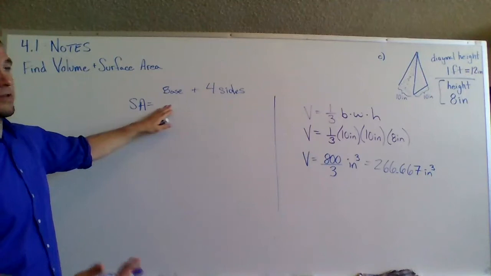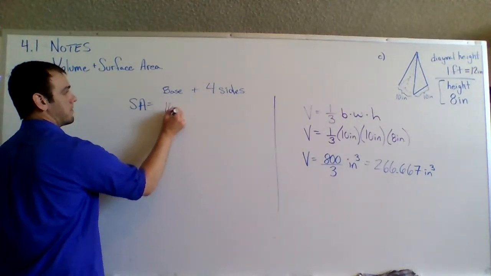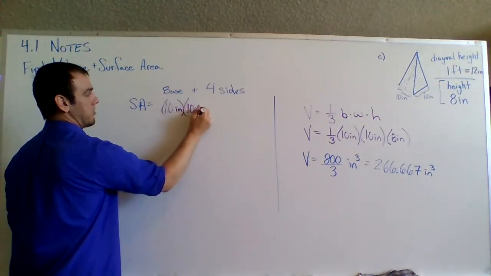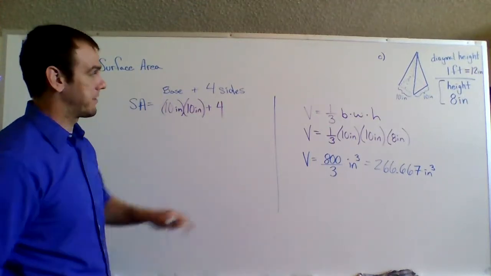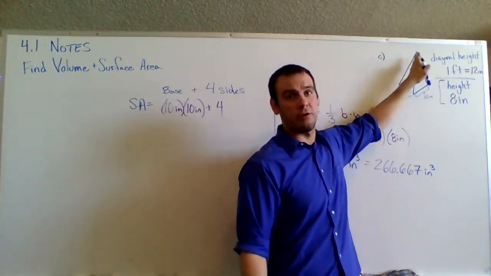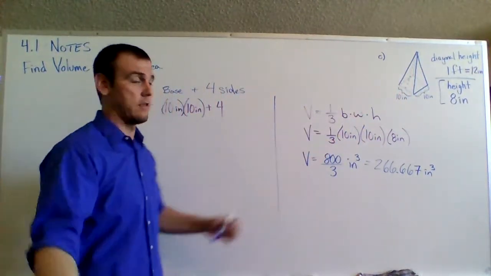My base is just a square. It's 10 times 10. So that's 10 inches times 10 inches. Plus, since all four of my sides happen to be the same here, I can take 4. And these sides are all triangles. The area of a triangle is 1/2 base times height.